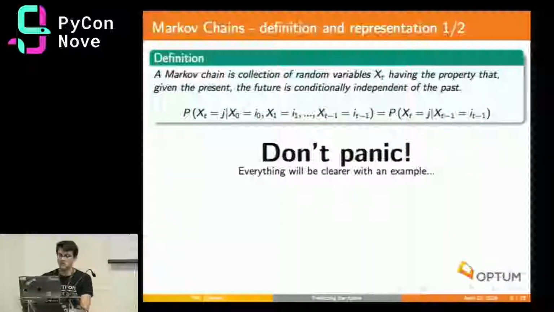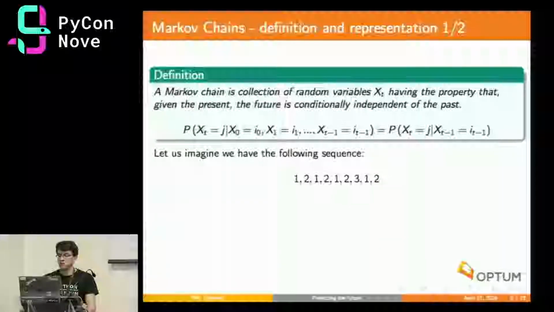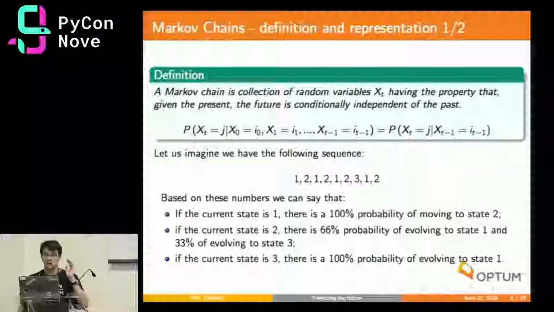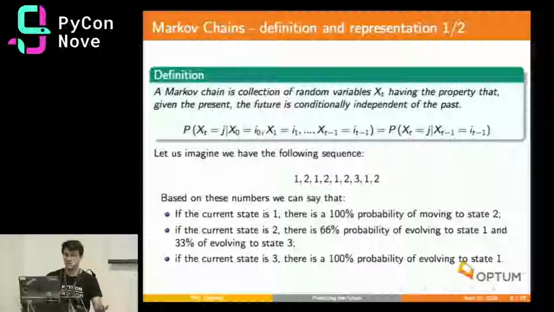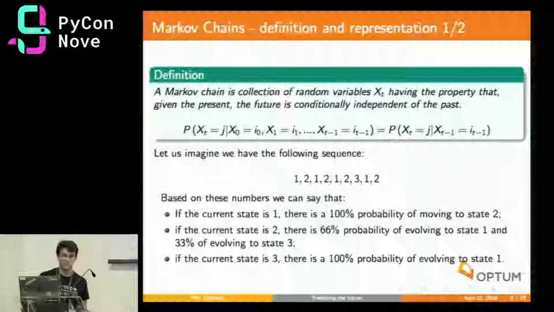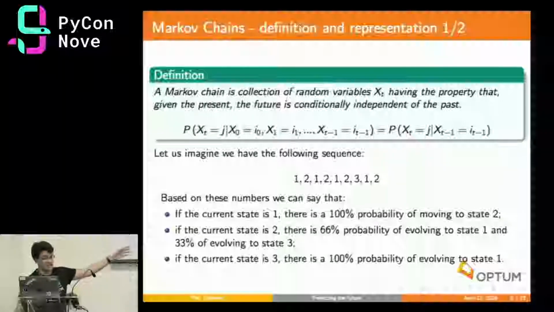So let's suppose we have a sequence of numbers. I'm using numbers to make it easy. 1, 2, 1, 2, 1, 2, 3, 1, 2. So given this sequence, we can say that if we are in the state number 1, there's a 100% probability we're going to be in state number 2 at the next time. If we're in state 2, there's 66% probability of evolving to state 1, and 33% to go to state 3, and so on. And that's driven entirely by the sequence.